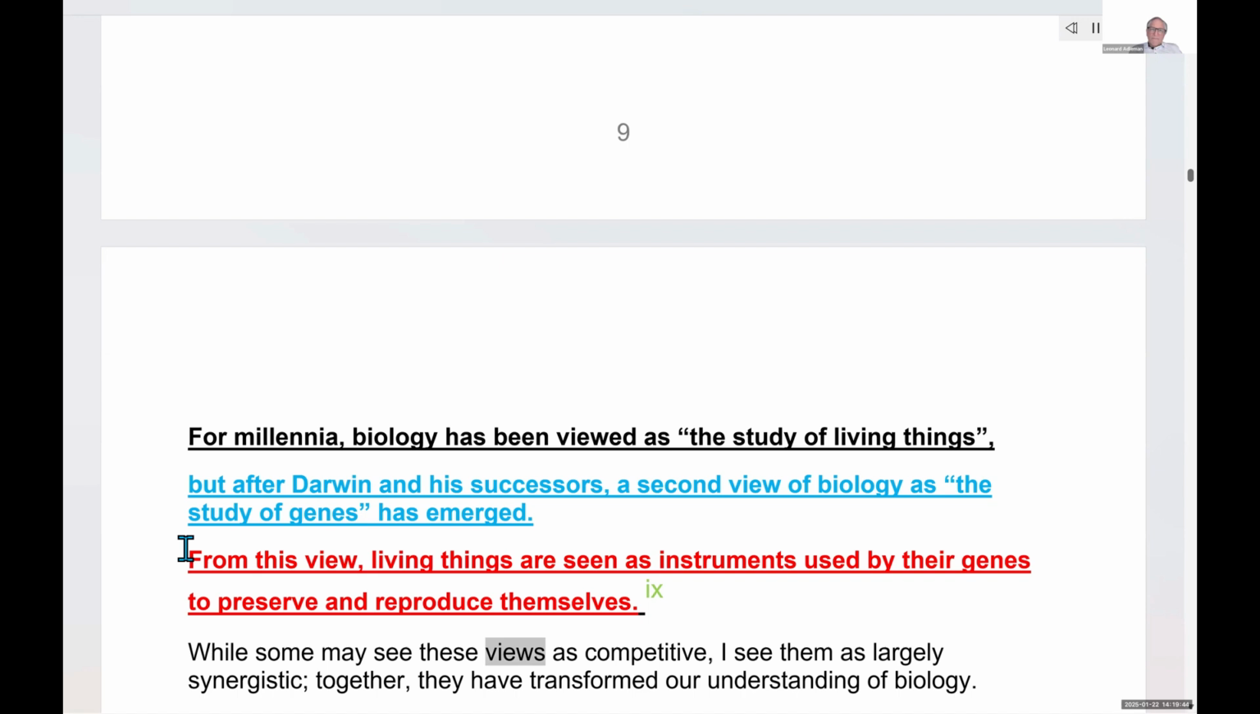While some may see these views as competitive, I see them as largely synergistic. Together, they have transformed our understanding of biology. From the view of the study of genes, it gives us a very different view: that living things are seen as instruments used by the genes to preserve and reproduce themselves, by which I mean the genes. That is, it's not a very flattering look at, for example, humans. It's saying humans or bacteria or viruses, they are just vehicles for the genes. They're the way the genes get replicated. They're built to serve the genes, and what we should really be paying attention to is the genes.